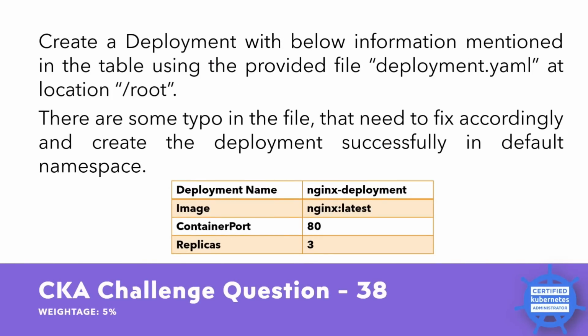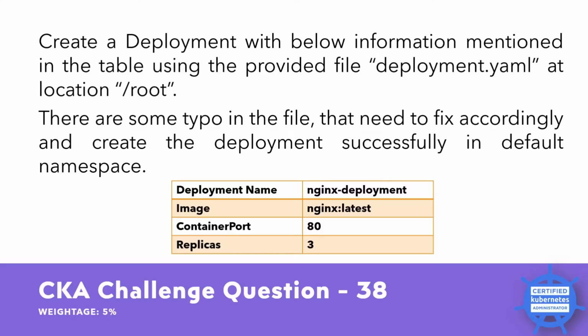CK Challenge Question 38. This question has the weightage of 5%. Create a deployment with the below information mentioned in the table using the provided file deployment.yaml at location /root. There are some typos in the file that need to be fixed accordingly, and create the deployment successfully in the default namespace. All the information is listed below in the table format. Deployment name: nginx-deployment, image: nginx latest tag, container port 80, replicas 3.